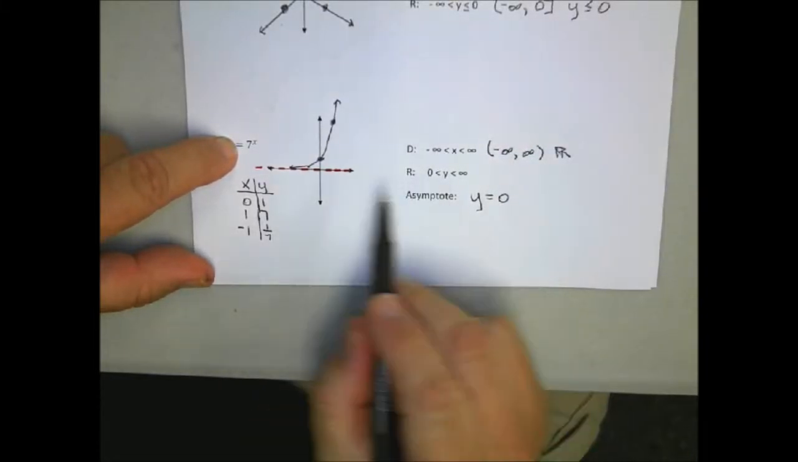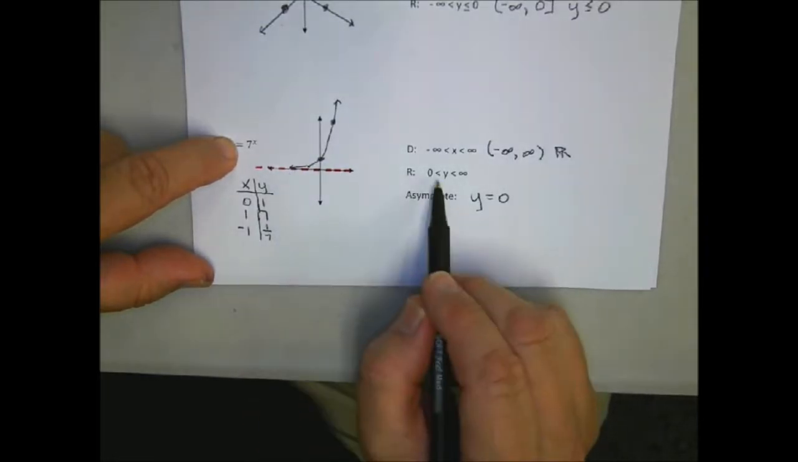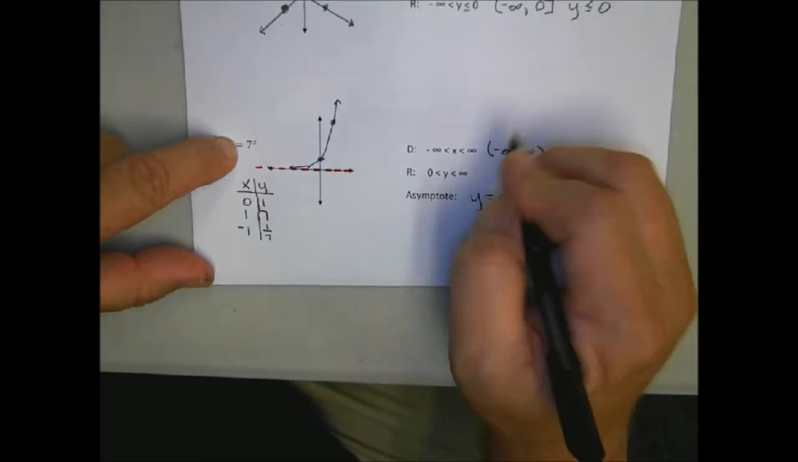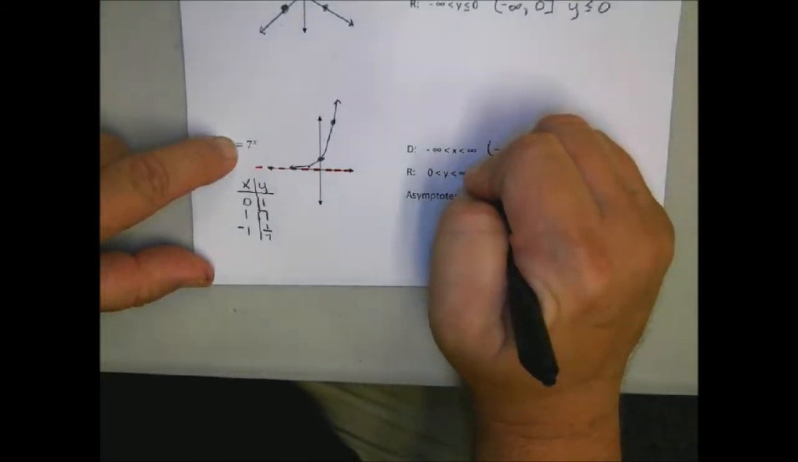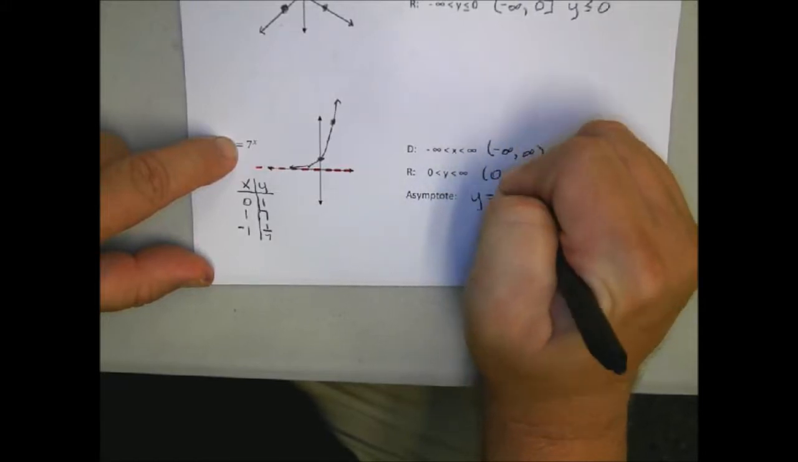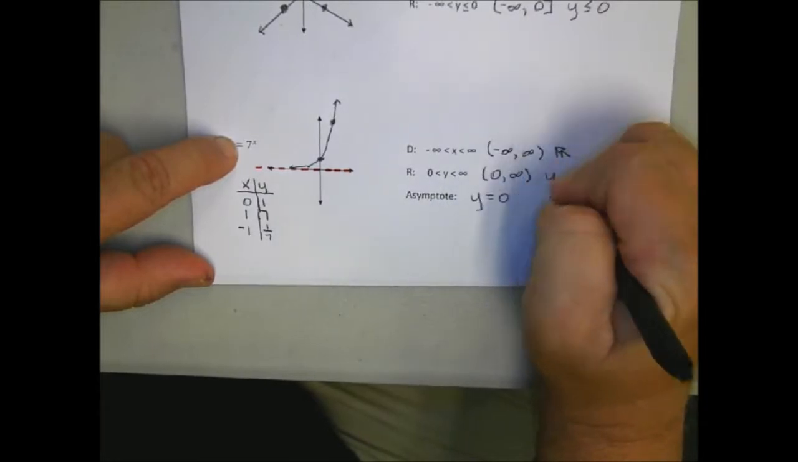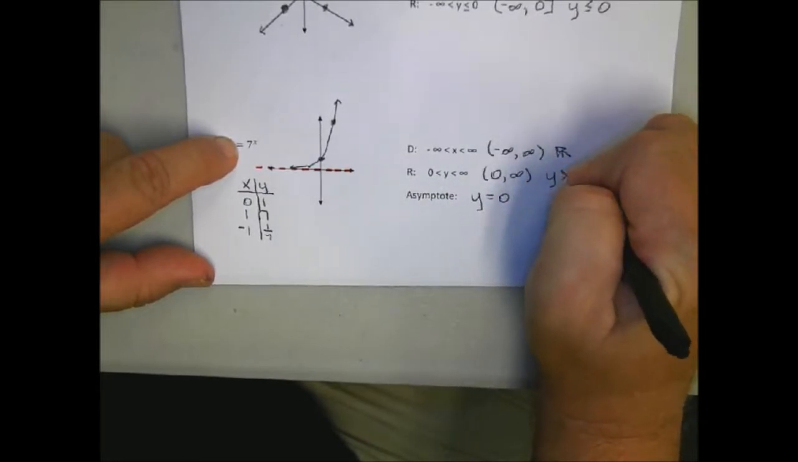Our range. This graph gets closer and closer and closer to 0, but never touches. So we have 0 is less than y, which is less than infinity. So open parentheses, 0 to infinity, or all y values that are greater than 0.